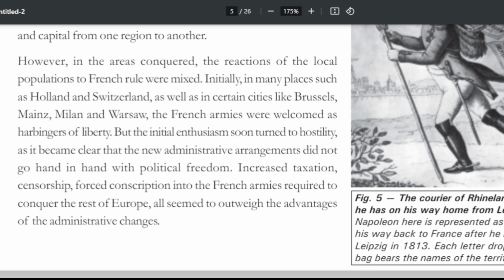But the initial enthusiasm soon turned to hostility, as it became clear that the new administrative arrangements did not go hand in hand with political freedom. Increased taxation, censorship, and forced conscription into the French armies required to conquer the rest of Europe all seemed to outweigh the advantages of the administrative changes.